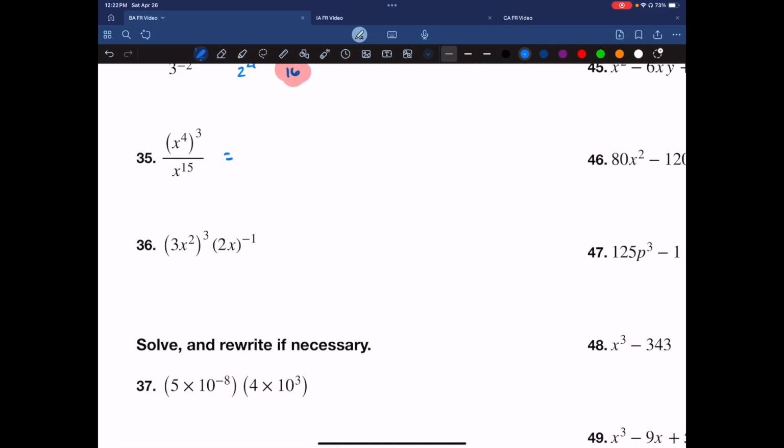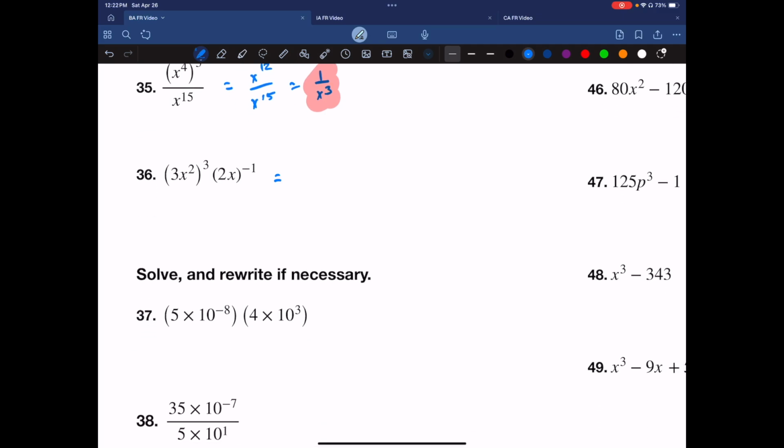On 35, you have x at top and bottom, but you also have the top raised to a power. So you want to deal with that first. So that's going to be x to the 12th over x to the 15th. And then once you have that, that's going to be 1 over x cubed, because you subtract. All right, here, again, we're going to deal with the negative exponent first. This is going to be 3 cubed is 27. X is going to be x to the 6th, because when you raise a power to a power, you multiply. And then this is going to be over 2x, because I'm just dropping it down. And then I can simplify this one just a smidge further by getting rid of one of those x's. Okay, so there's that.